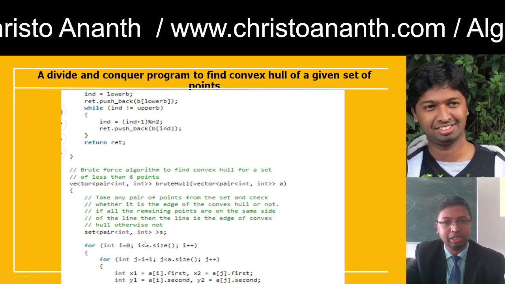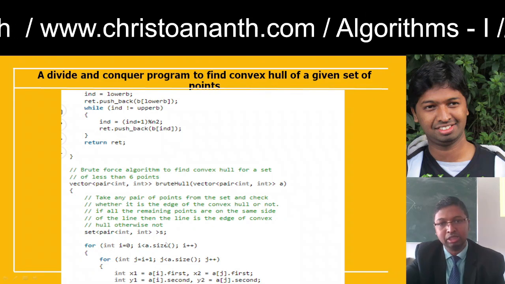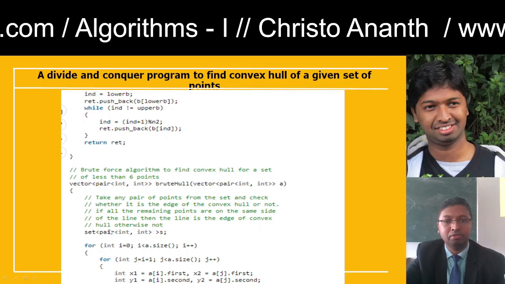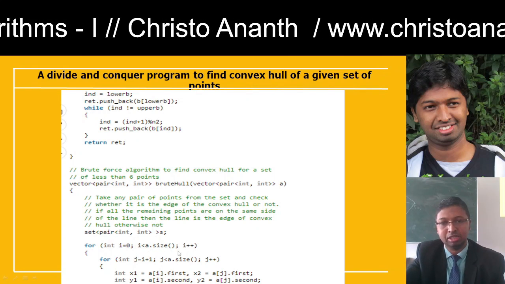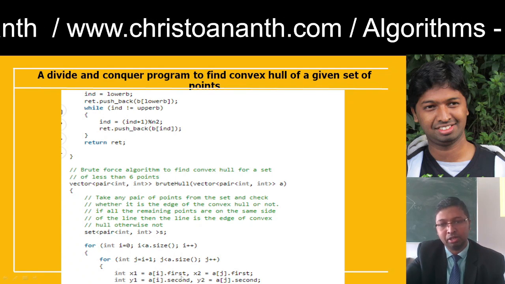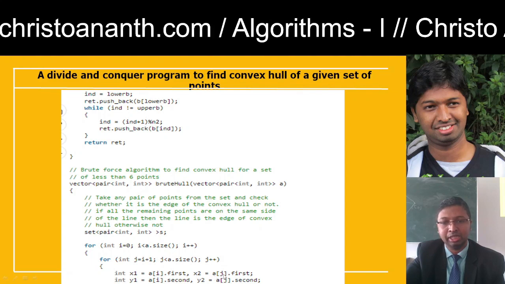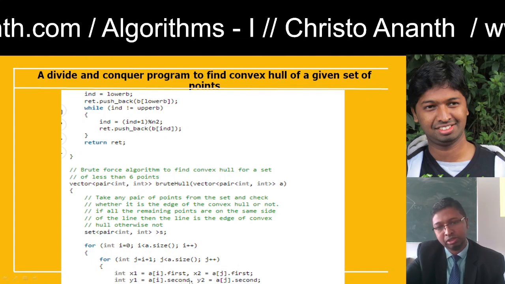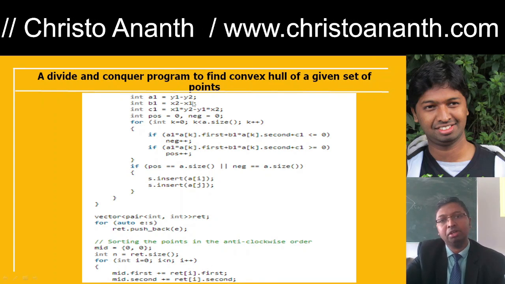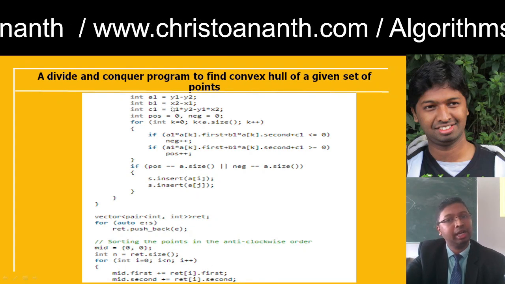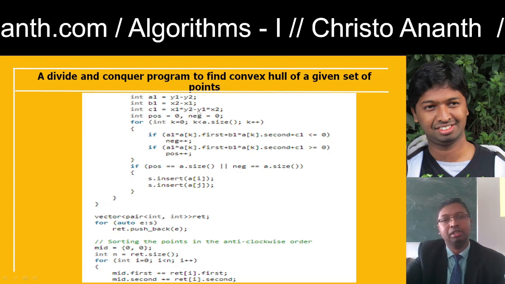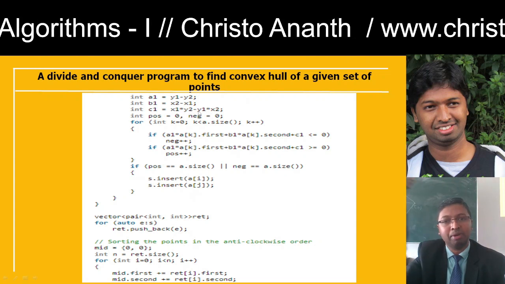Okay, so set pair, less than int, int, greater than. So you are going to have the left and then right limit. For int i equal to 0, i less than a dot size, i plus plus, then the j loop, and x1 is equal to a i dot first, and then x2 is equal to a j dot first. Similarly y1 second and y2 second. Then a1, you are going to find the distance y1 minus y2 and x2 minus x1, or maybe x1 minus x2. So this one you are going to find the distance.